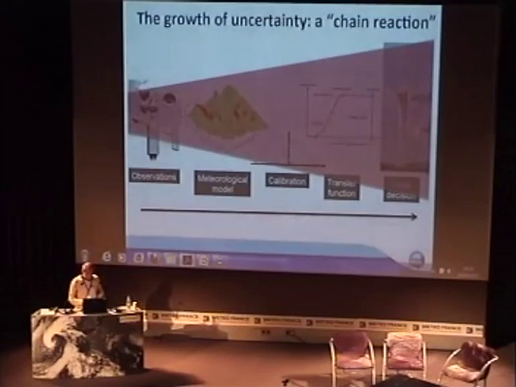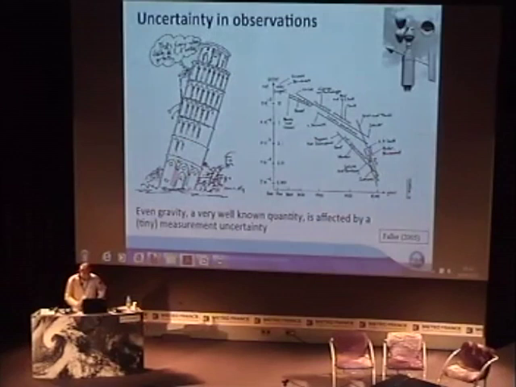So let's start from observations. Similar to the table before, we have a similar kind of uncertainty, even in variables that are very well known and researched, like gravity. And you can see here that as time goes on from 1600 to present day, there's been a continuous reduction in the uncertainty of what gravity is.